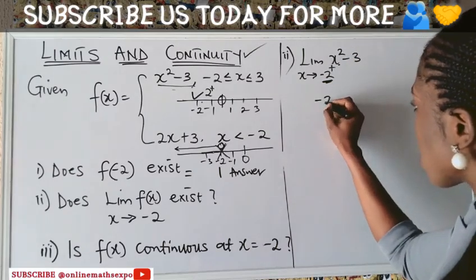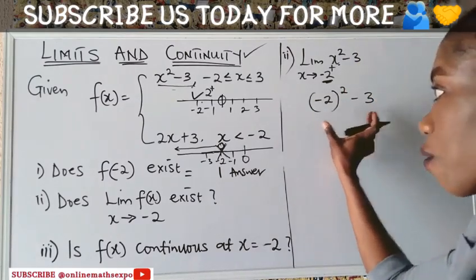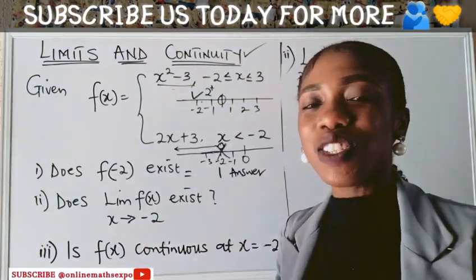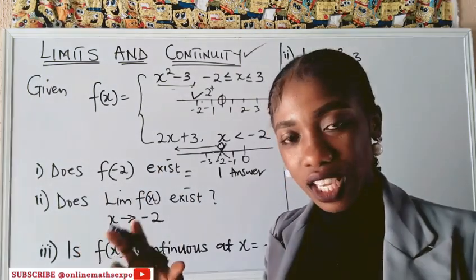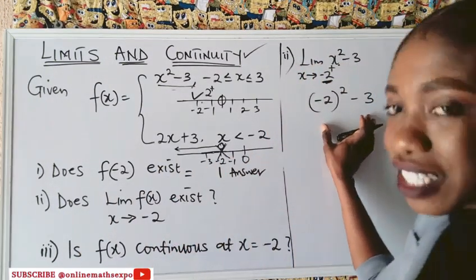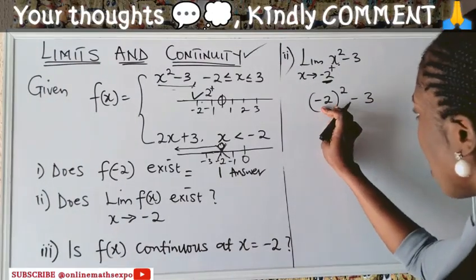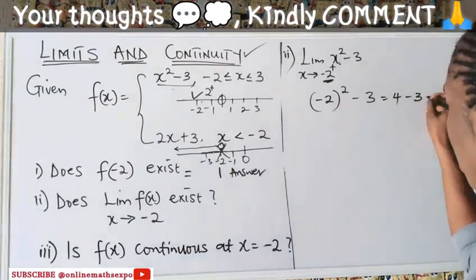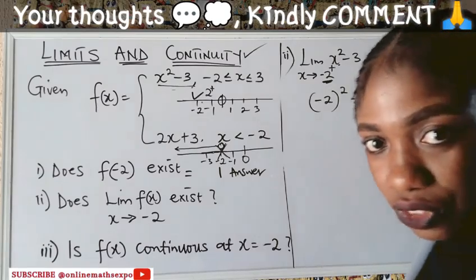It will now be negative 2 to the power of 2 minus 3. It looks like the one we did here, but they are still not the same, because there are some questions for which you cannot use direct substitution for a limit. Okay, but for this we are using it because you can use it. So this will now give us negative 2 squared, which is 4, minus 3. And if you subtract this, it gives you 1. That is for the right side of the limit.